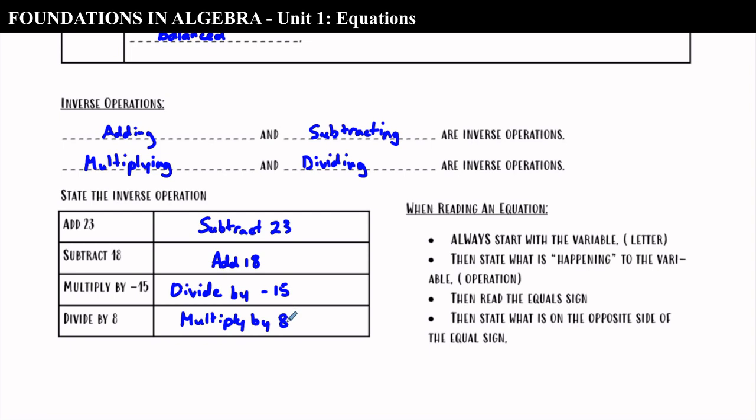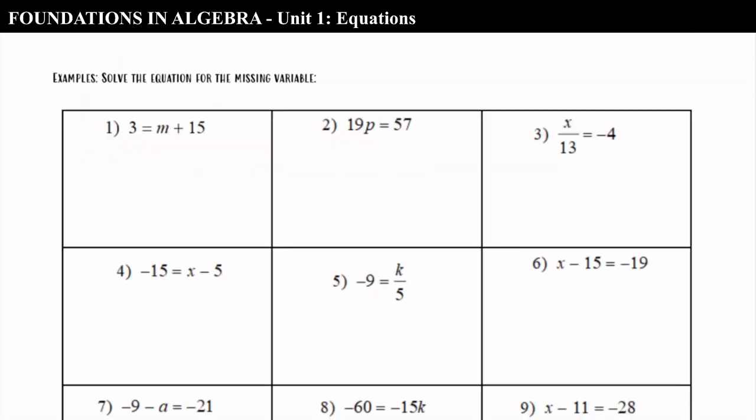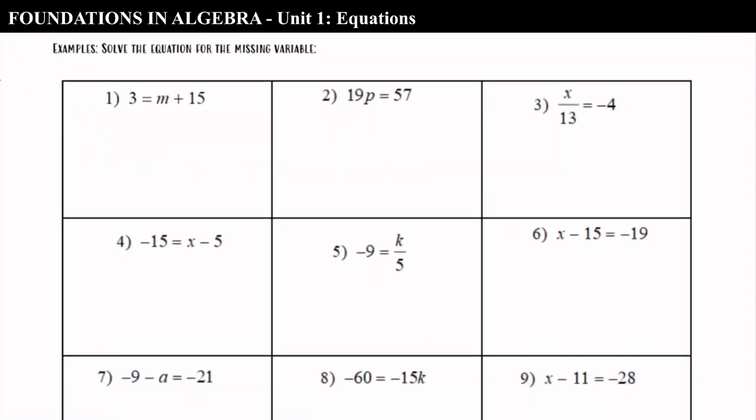When reading an equation, always start with the variable, then state what is happening to the variable. Then read the equal sign, then state what is on the opposite side of the equal sign. So let's do a few examples.